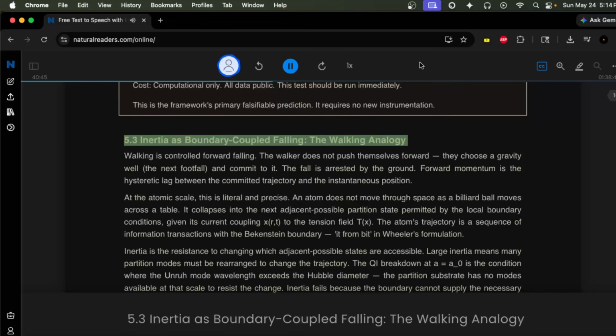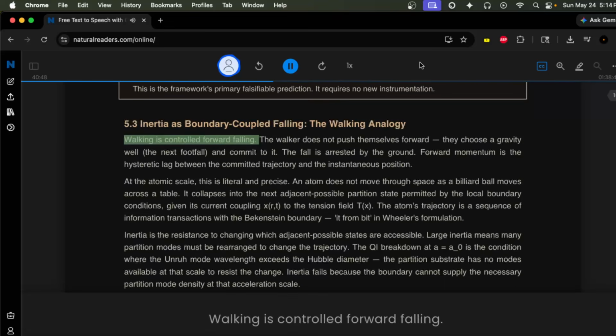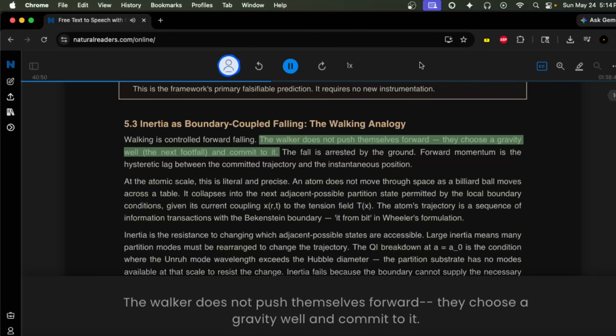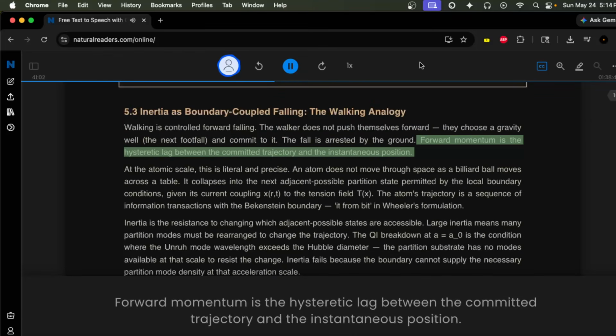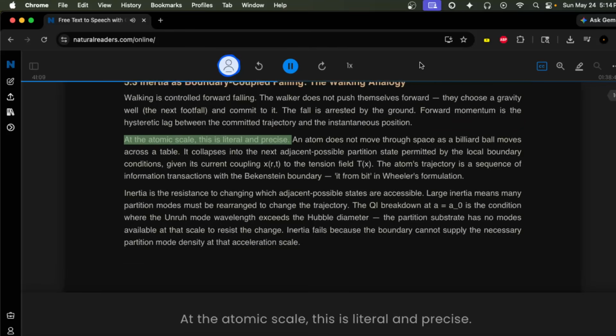5.3 Inertia as boundary-coupled falling, the walking analogy. Walking is controlled forward falling. The walker does not push themselves forward; they choose a gravity well and commit to it. The fall is arrested by the ground. Forward momentum is the hysteretic lag between the committed trajectory and the instantaneous position. At the atomic scale, this is literal and precise.